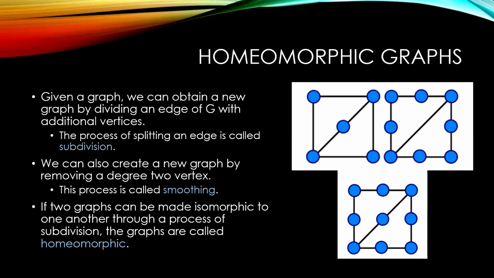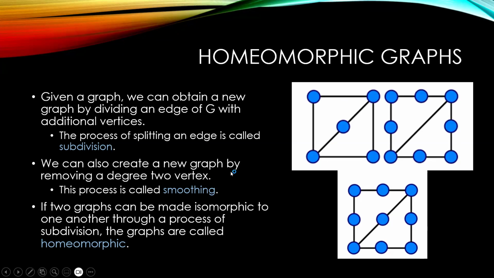So we had isomorphic graphs. We also have homeomorphic graphs. Given a graph, we can obtain a new graph by dividing an edge of G with additional vertices. This is called a subdivision. For example, with this upper left graph, we could create a subdivision by putting a new vertex, a new node, right in the middle of that edge.